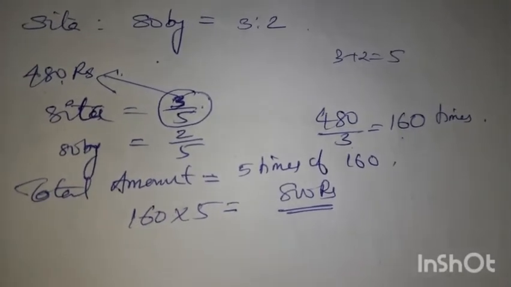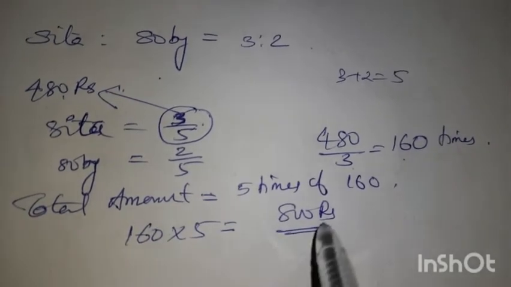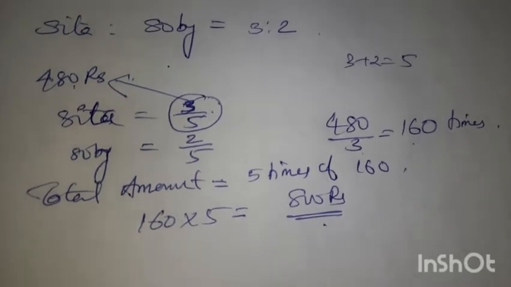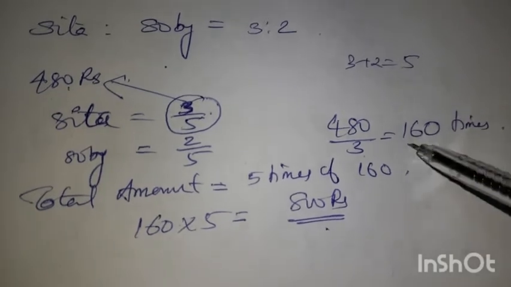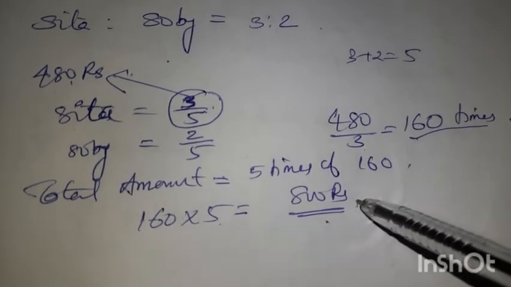So this part they didn't ask. Okay, so we need to find out the total of Sita and Sobi together directly. Okay, so Sita's part is 480. So out of that you can find out how much is one part. From that one part we can find out the total, how much.